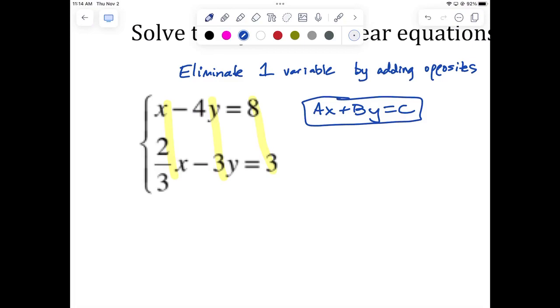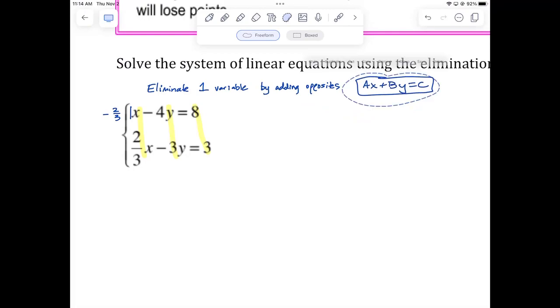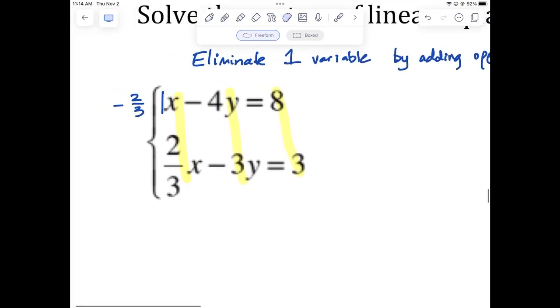All right, now your goal is to multiply one of them or both of them by a number so that your coefficients are opposites for either x or y. Now, I see that the x has a 1 in front of it right here. So if I wanted, I could multiply the top equation by negative 2/3. That's what it'll look like. Let's just think for a second about what that would do.